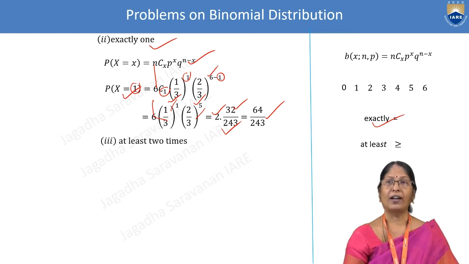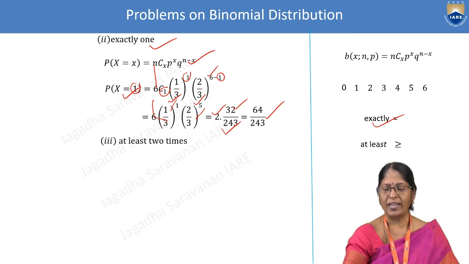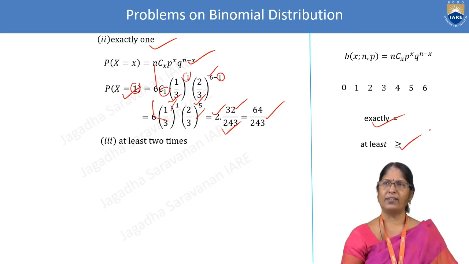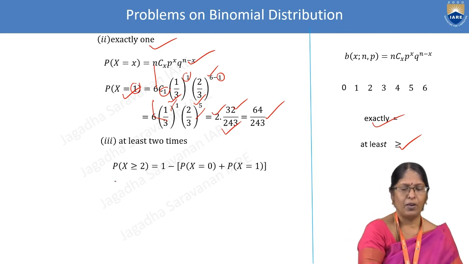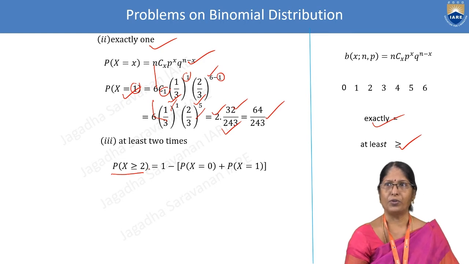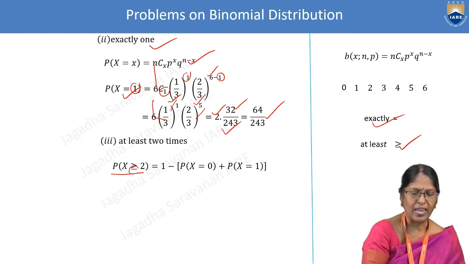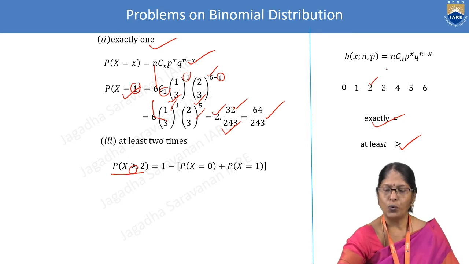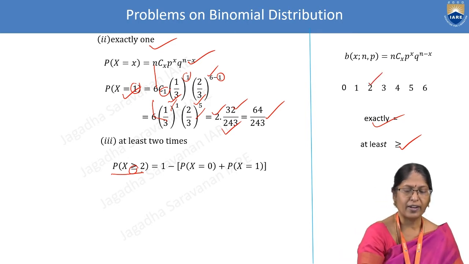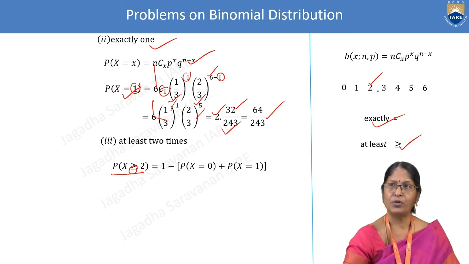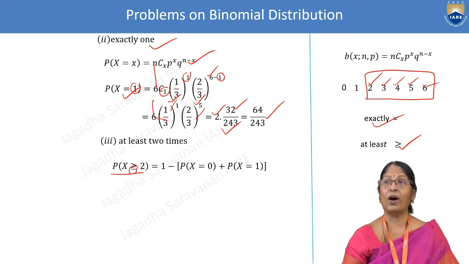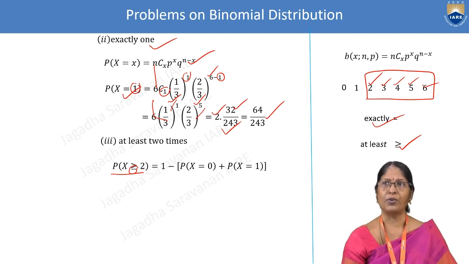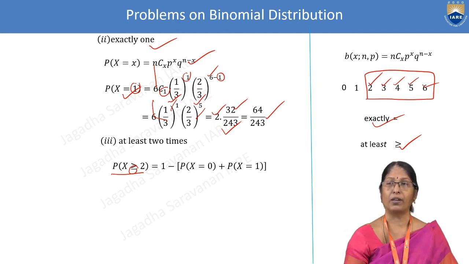One more question, at least 2 times. Now, at least, mathematically that inequality is greater than or equal to. So P of x greater than or equal to 2. Now the same thing here, the equal sign is there, so 2 is included. Greater than 2 we want it. According to our question, 3 is there, 4 is there, 5, 6. How many times? This is the required data. 5 times we have to apply the binomial distribution.